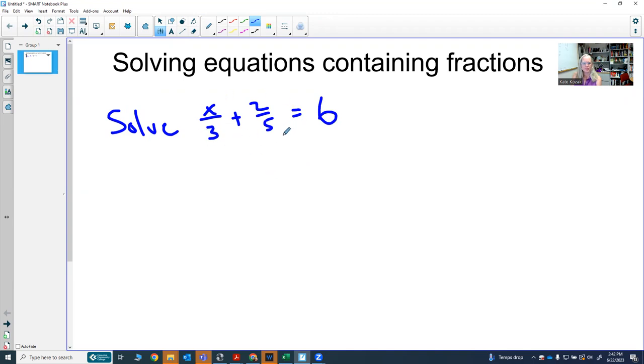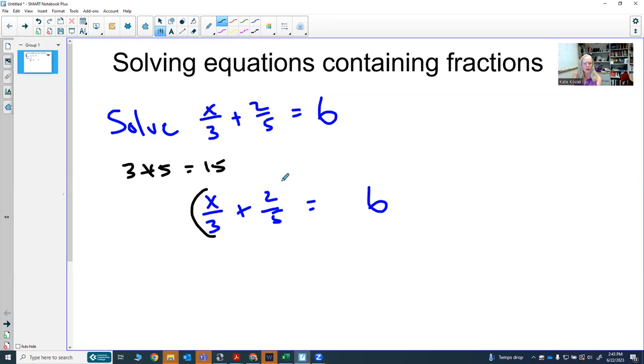Again, I notice I have fractions. I could find some other way to simplify this, but the easiest way is to find the common denominator and multiply by it. One common denominator I can notice is that 3 and 5 multiply together to give me 15. So I'm going to take my equation and multiply both sides of my equation by 15. I can do this because I can do the same thing to both sides of the equation, and I haven't changed the equation in any fashion.